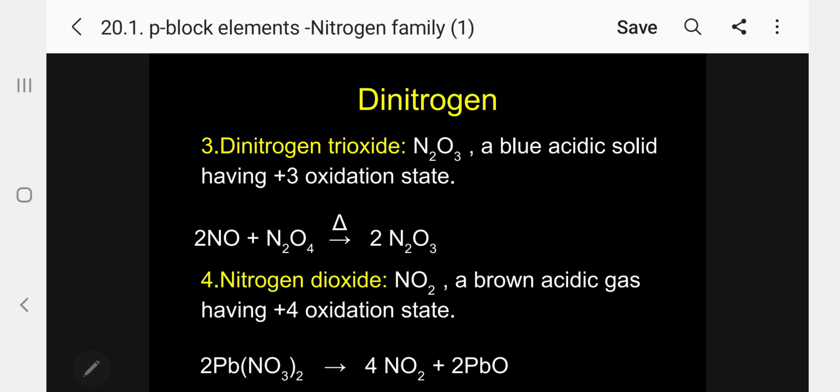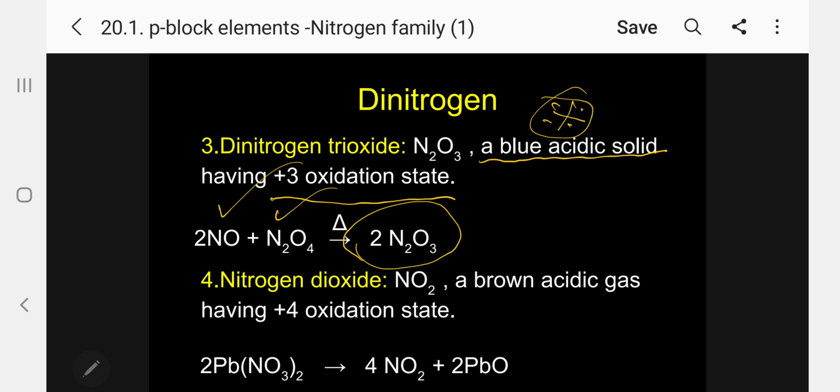Coming to dinitrogen trioxide, N2O3, a blue acidic solid. Please follow. Of these, the first two are gases. Now this is a blue acidic solid having oxidation state plus 3. The oxidation state you can easily calculate from the formula; it is not necessary to memorize. But whether it is a solid, gas or liquid, you have to memorize. This is a blue acidic solid. How to prepare this? Simply you treat nitric oxide with N2O4 and heat, you will get N2O3.